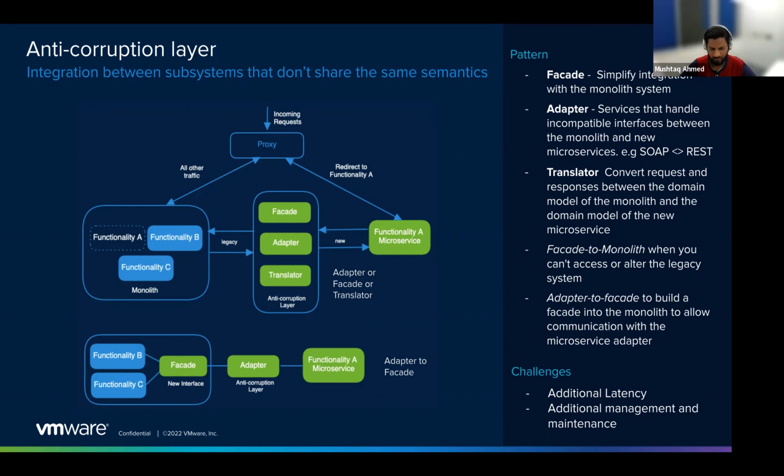Now with the anti-corruption layer, you have certain challenges. The first being that because there's a new component which sits in between the monolith and the microservice, you could observe a certain amount of latency. And second, you have to manage the non-functional aspects as well as the management and maintenance of the anti-corruption layer itself.